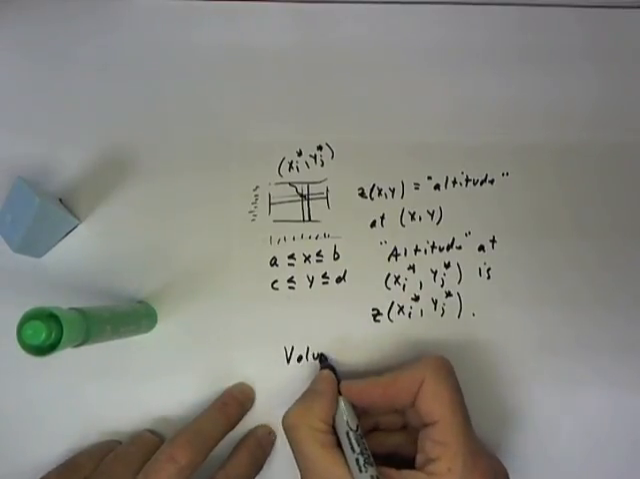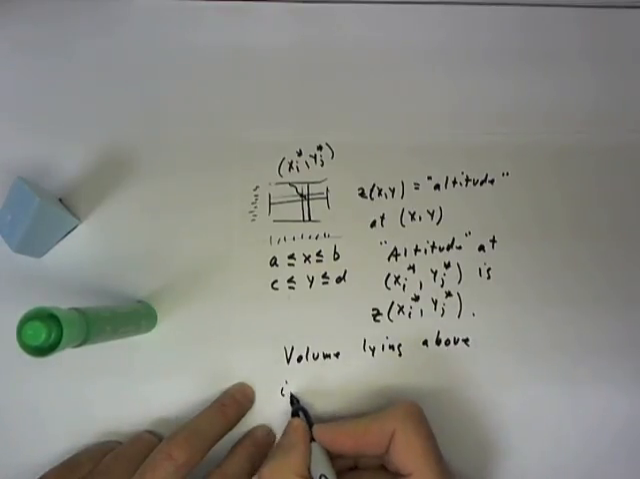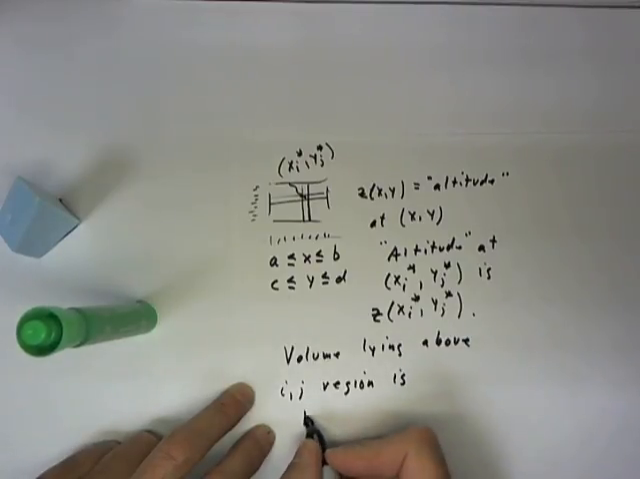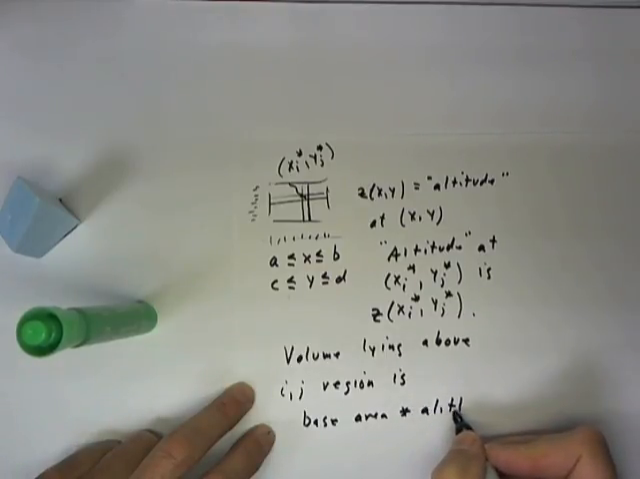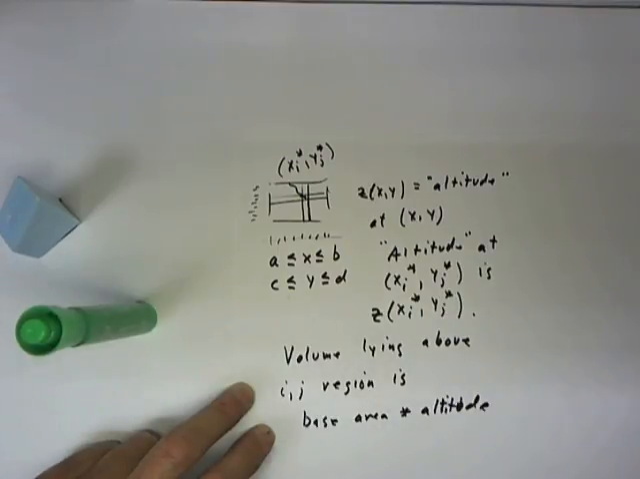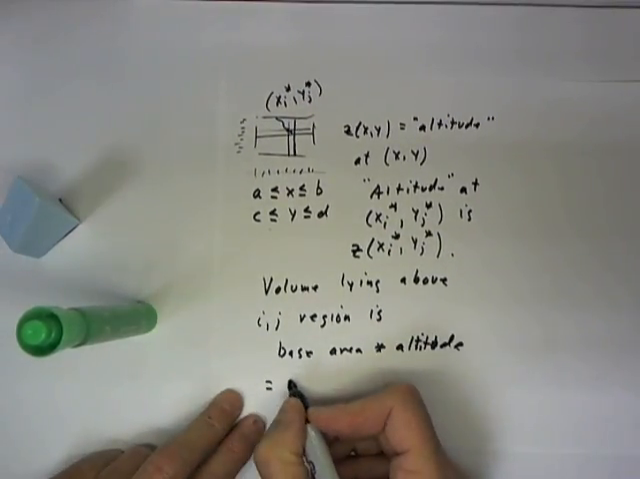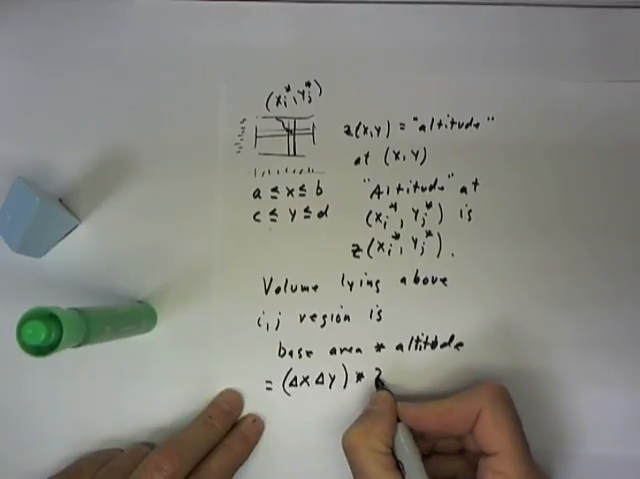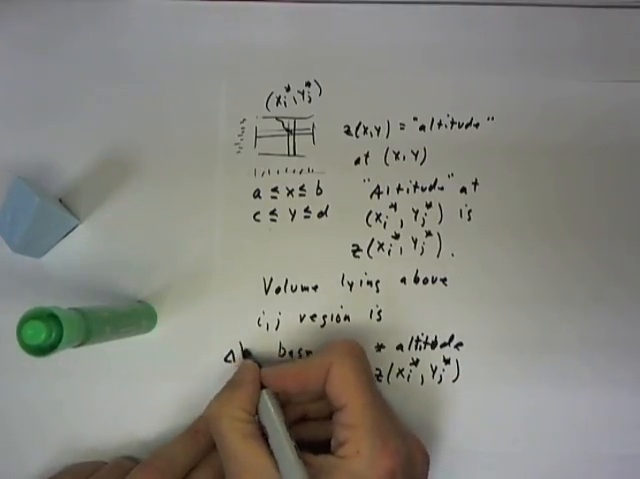The volume lying above our ij region is base area times altitude, and that's just going to equal our delta x times delta y times z of xi star, yj star. That will be our delta V ij.